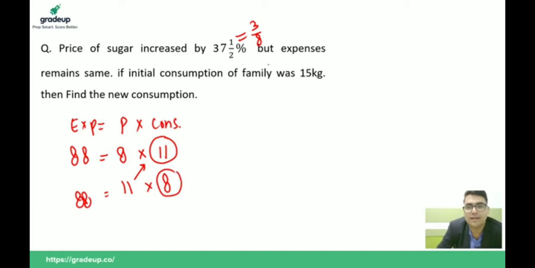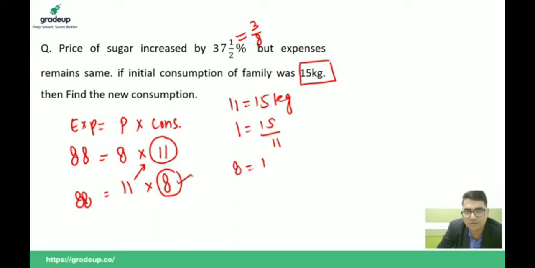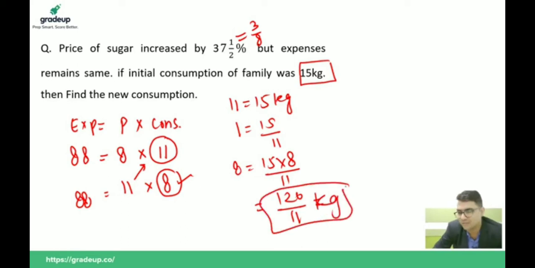And the initial consumption of the family is 15 kg. So 11 units is equal to 15 kg. 1 unit is equal to 15 by 11. Then 8 units is equal to 15 into 8 by 11. All right. So this will be your consumption now. Answer. I hope you got the point.